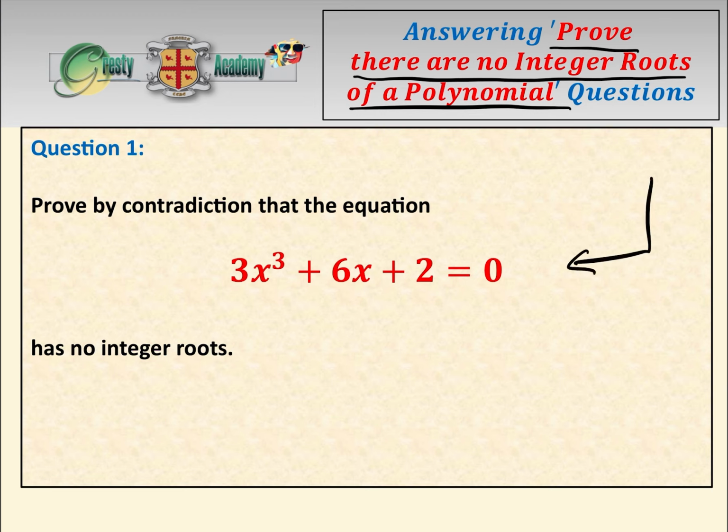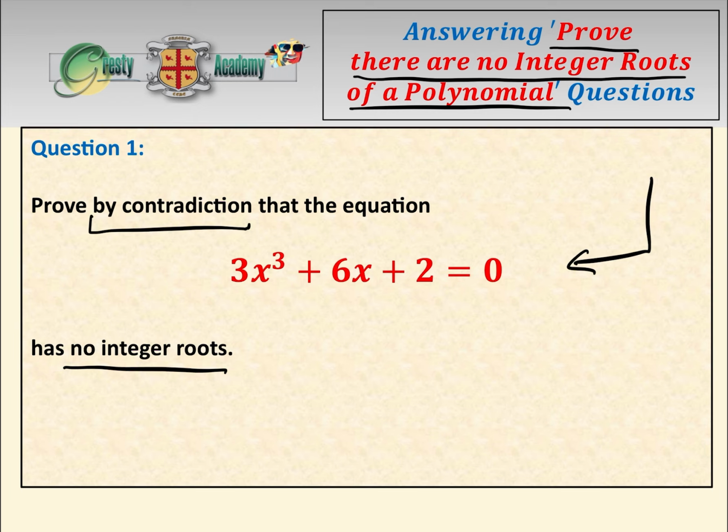They give you a polynomial and they tell you to prove that it has no integer roots by some method. In this particular question they say prove by contradiction, but we're going to do 4 questions and they're all slightly different, and we use a couple of different methods. So let's go on with this one anyway.